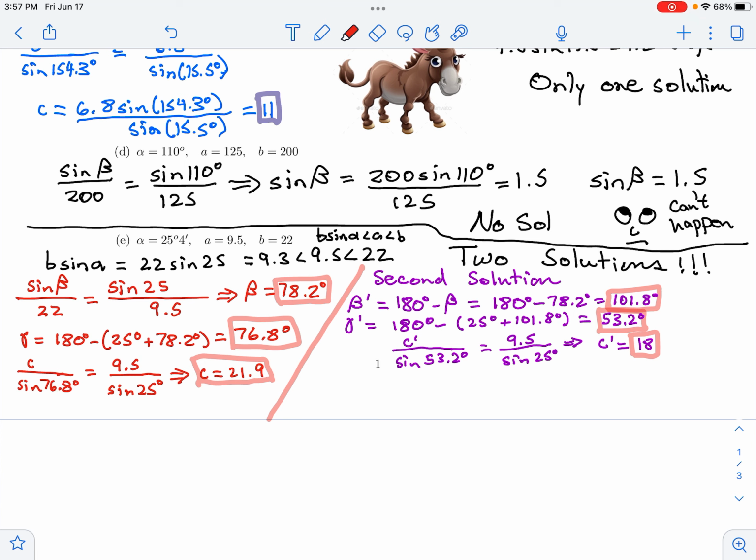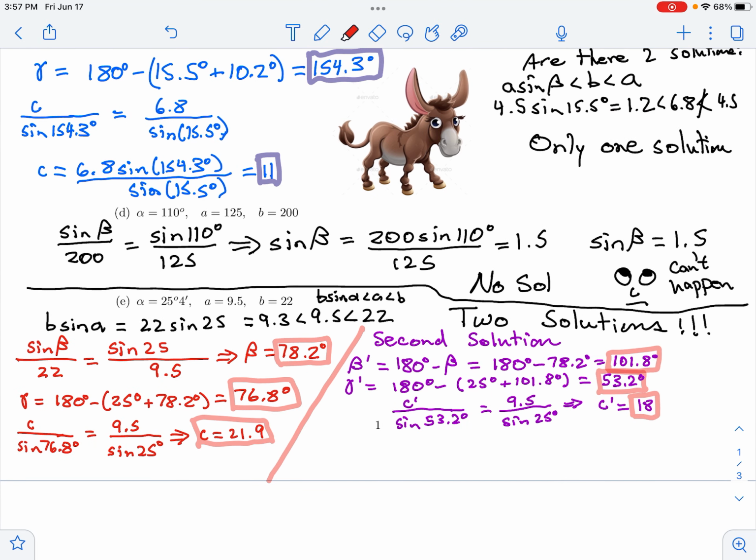But remember, the way you convert degrees, minutes, and seconds to decimals is you say 25 plus 4 over 60. That would give you the decimal representation. Then we find C prime, and we find that to be 18. So that's how you deal with these. These are just typical law of sines problems.